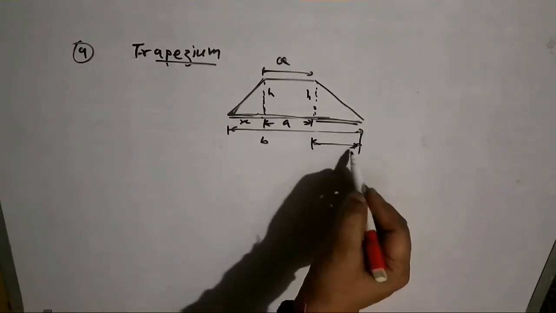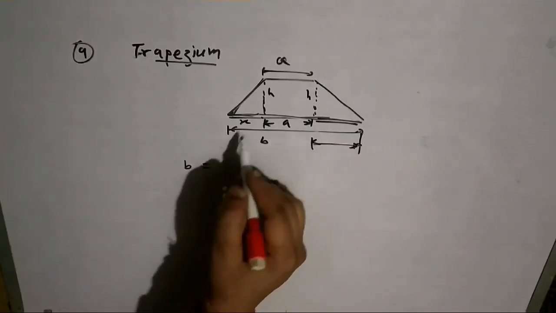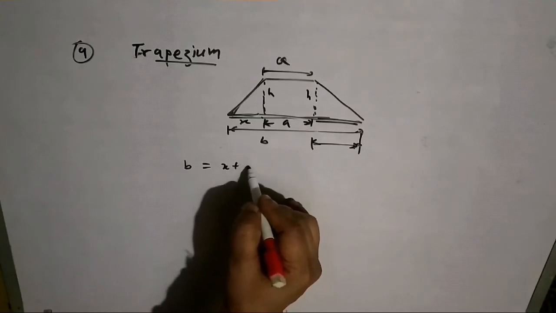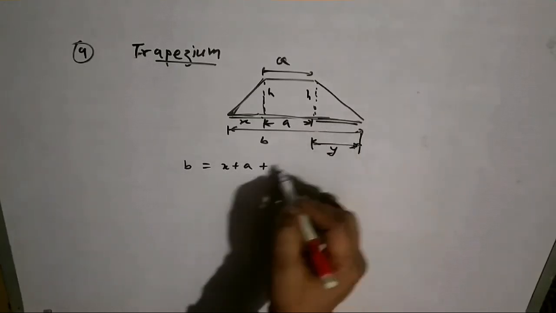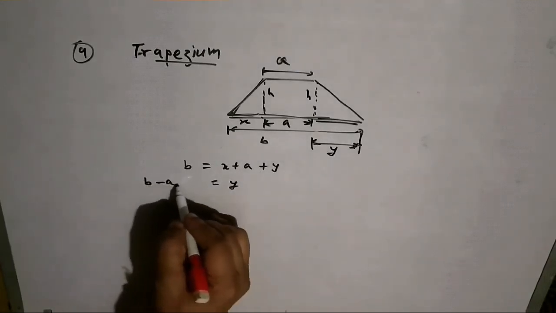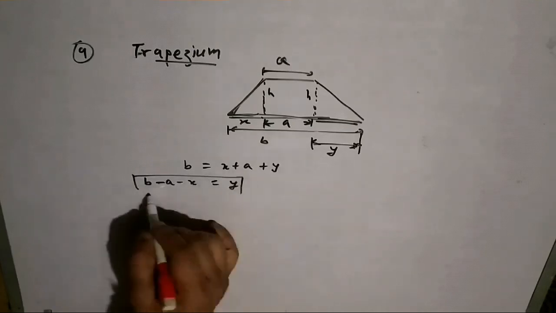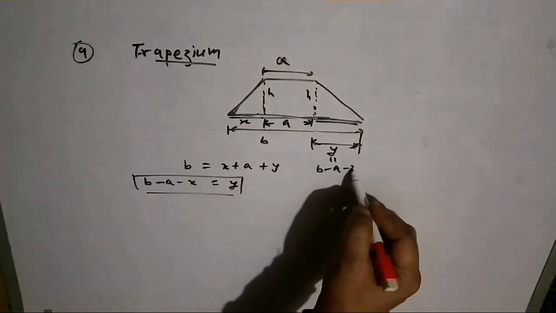We know that the total length is b, so that should be equal to the sum of x plus a plus this length. Suppose this length is y. We don't know what y is, so y can be calculated. So y would be b minus a minus x. So that would be the length.